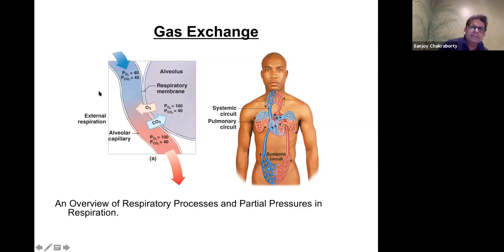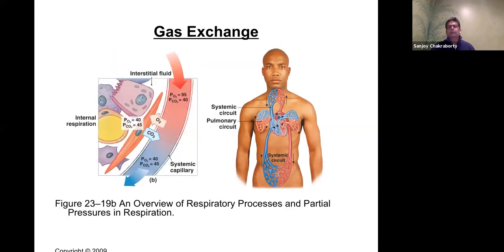Now, who carries this oxygen? Why is so much oxygen going in? If this is 40 and this is 100, the middle is 70, so oxygen should be 70 here. But look at the oxygen here. It's like 100 again. So much oxygen is getting in. The question is why? The reason is hemoglobin.